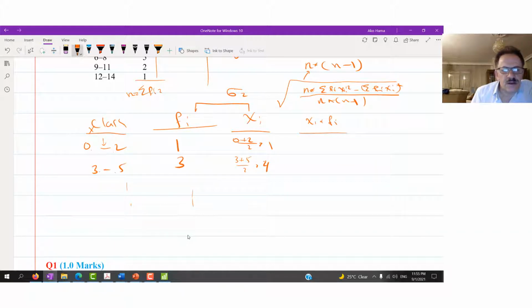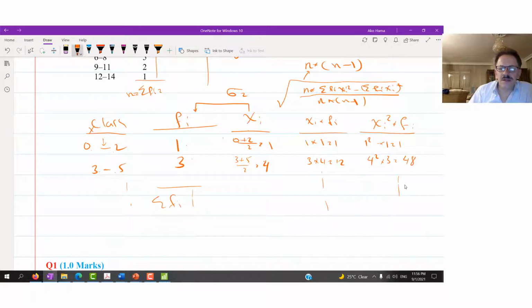Then after that, I will find xi times fi, which is equal to this column times this column, which is 1 times 1, which is equal to 1, and 4 times 3, which is equal to 12, and so on. And also I have to find xi squared times fi, which means I have to square that one times the fi, which is 1 squared times 1, equal to 1. Then 4 squared times the fi, which is 3, that's equal to 16 times 3, which is 48, and so on.